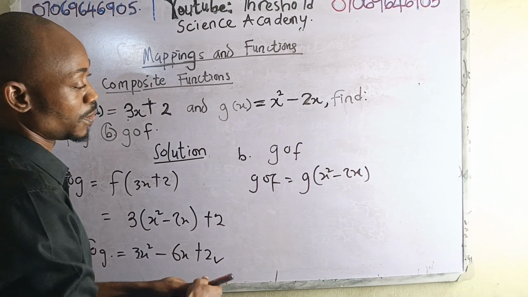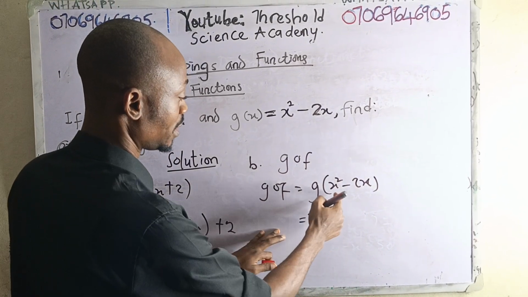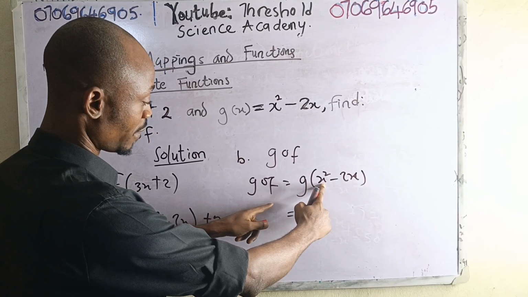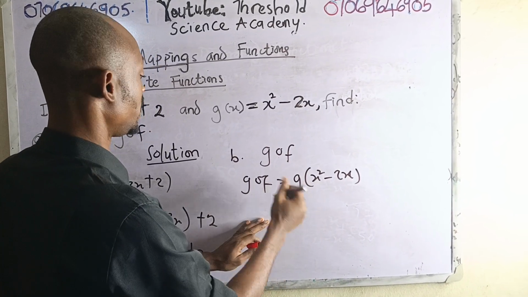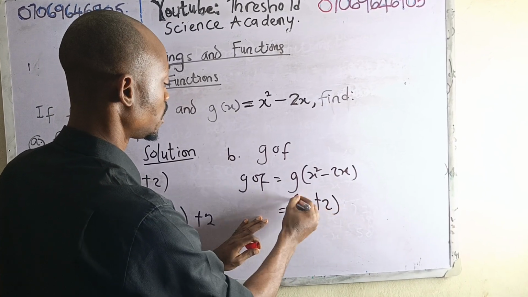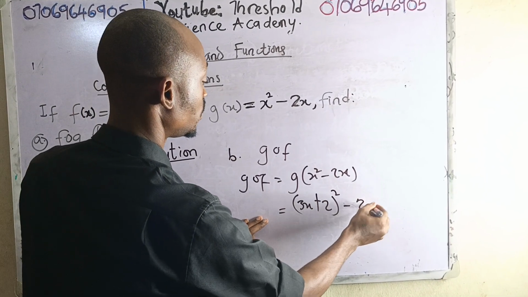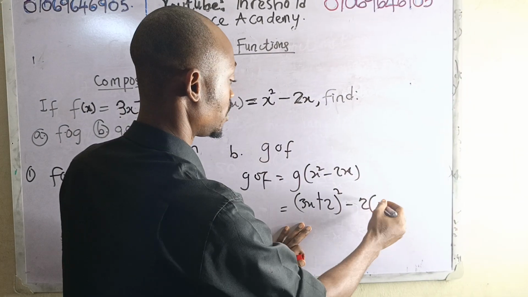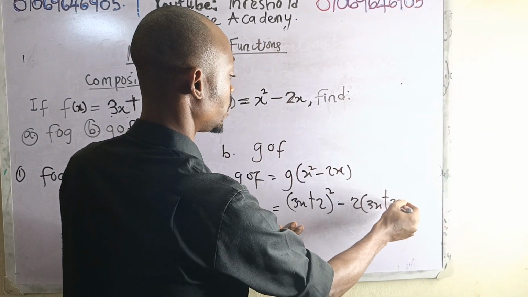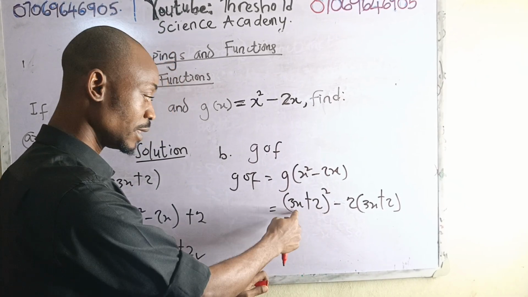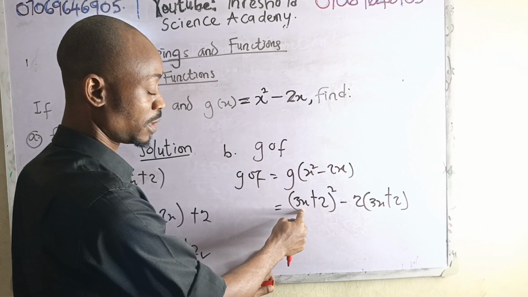So it becomes something like this: x squared, I'm going to be putting the f function inside of it, and that's going to be 3x plus 2 all squared, minus 2. Again, I'm going to be putting the f function inside of it, 3x plus 2. Okay, what do I have? If I open this bracket, I'll square this.